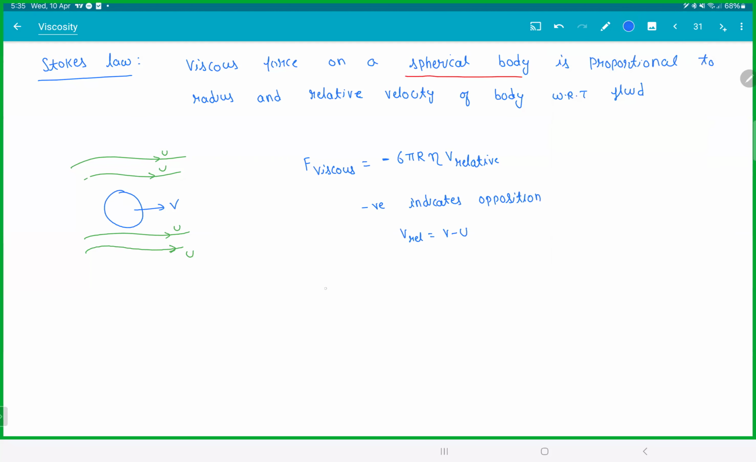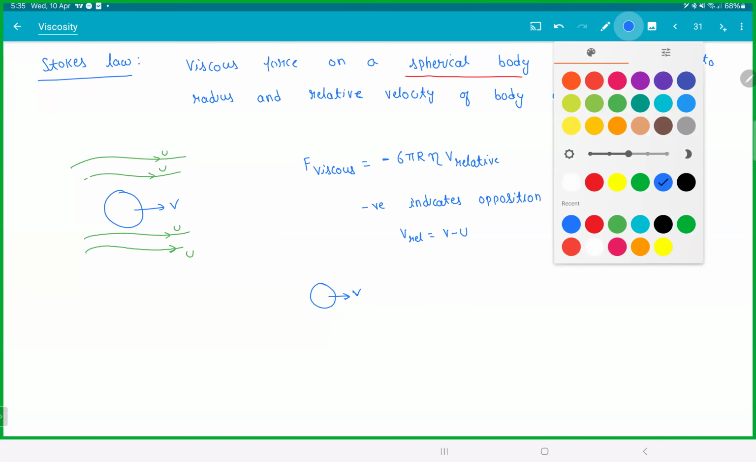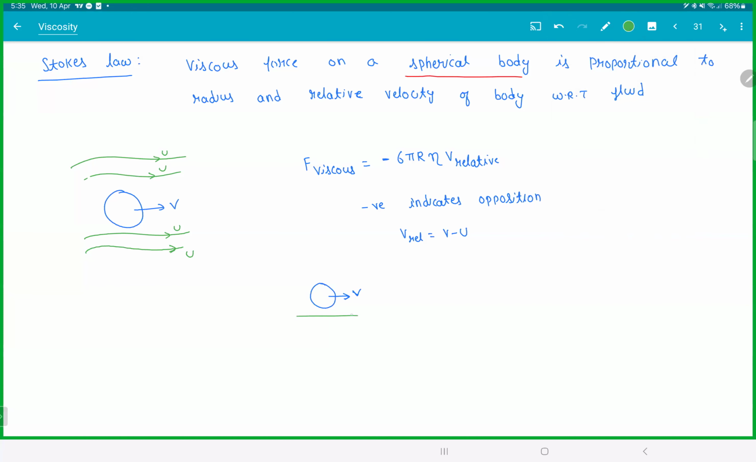So the meaning of this: let's say this body is going with v and the fluid is flowing with u. For example, let's say the fluid is flowing with 3u and this body is going with u. What is the direction of the friction? What is the direction of the viscous force?